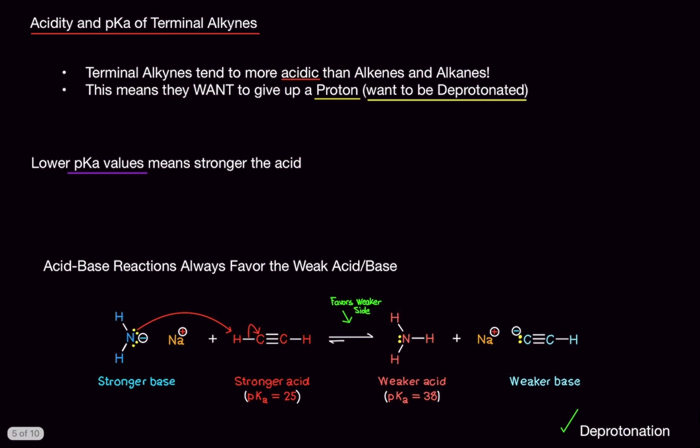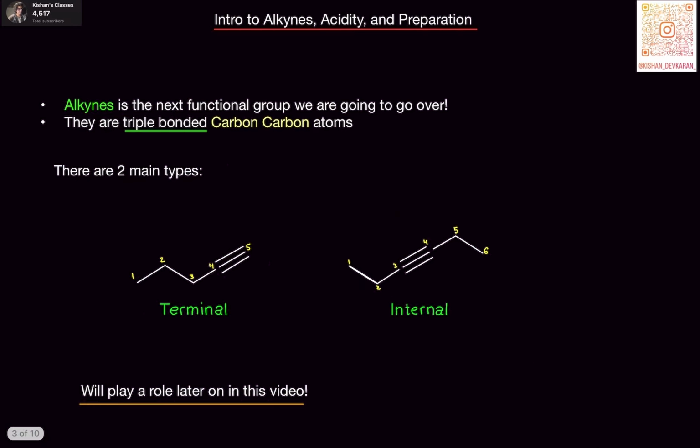Okay. Acidity and pKa of terminal alkynes. Terminal alkynes tend to be more acidic than alkenes and alkanes. This means they want to give up a proton, or they want to be deprotonated, in other words. Now, why are we talking about terminal alkynes, not internal alkynes? Why does this only matter for terminal? Well, acidity is giving up a proton. Internal alkynes don't have any protons to give from the alkyne. They don't exist. They're only R groups here. Terminal has one hydrogen that it can give up, so that's why it's acidic.